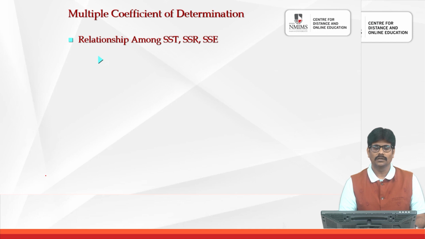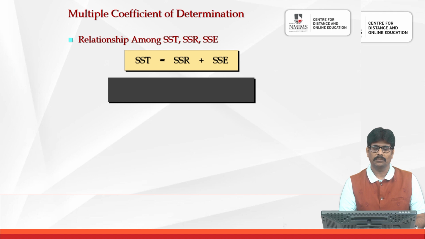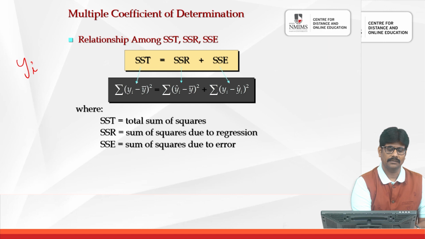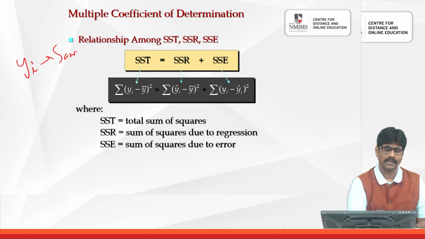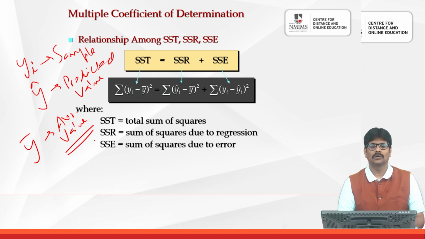Now, moving on, we found the relationship between SST, SSR and SSE, but in terms of notation this is how we have it. We have yi, which is your observed value, which we get from the sample data, and y hat is your predicted value, and y bar is the average value. So, the multiple coefficient of determination is an interplay of these things.